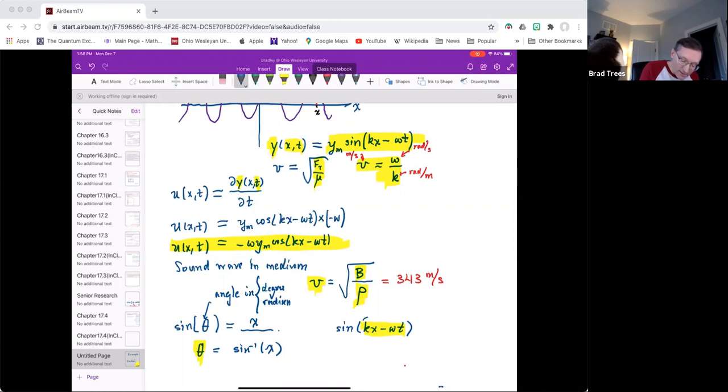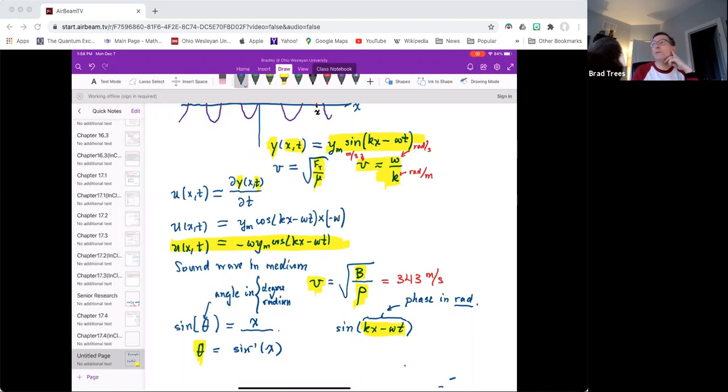The whole thing, that whole argument, your book calls the phase, and it is assumed to be in radians. So in oscillations and waves, the argument of your sine or cosine is in radians. You can take that as a given. So pretty much in chapters 15, 16, and 17, your calculator should be in radian mode.